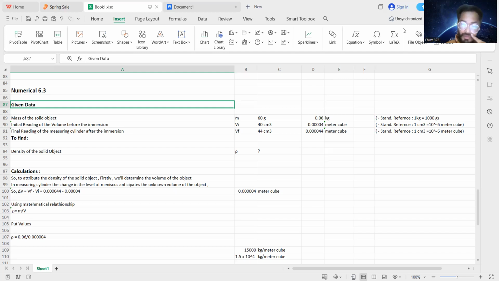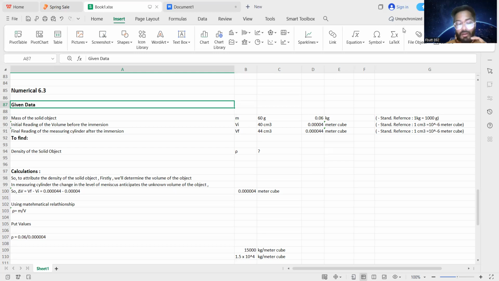Here's a twist. And what is that particular twist? That the level of meniscus. Here, the meniscus is formed due to water, and you know that due to water, the concave meniscus is formed on the surface of the measuring cylinder. And the level of the concave meniscus rises from the reading 40 centimeter cube to 44 centimeter cube.